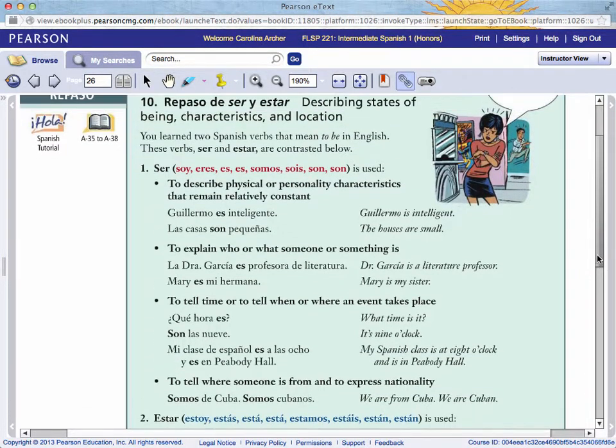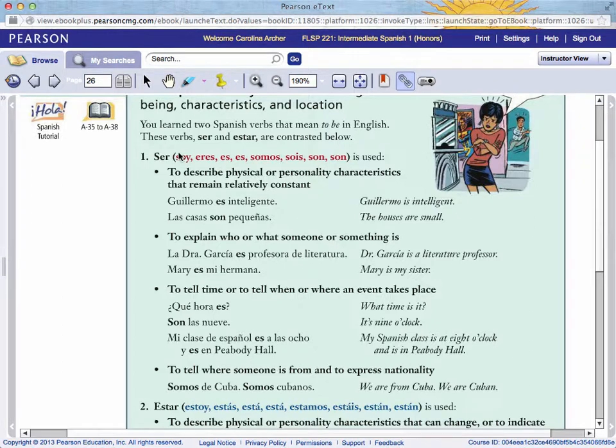So, when do we use ser? Okay, ser, this is the conjugation. Yo soy, tú eres, él es, él, ella y usted es. Nosotros somos, vosotros sois, ellos, ellas y ustedes son. Okay, so ser we use to describe physical or personality traits that remain relatively constant. Okay, when you're describing someone, what that person looks like physically, or a personality trait that describes a person, we use ser.